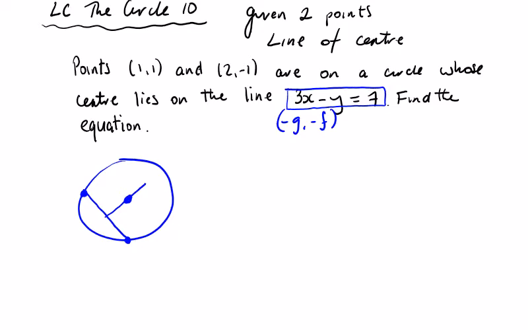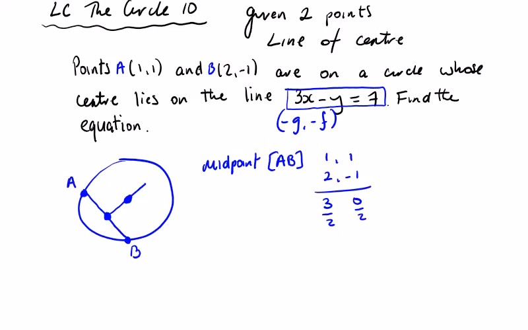So let's have a look at this midpoint here. Let's call these points A and B. So the midpoint of AB, let's draw them on top of each other, (1, 1) and (2, -1). So you have a 3 and a 0. We divide by 2. We're going to get 3 over 2 and 0.